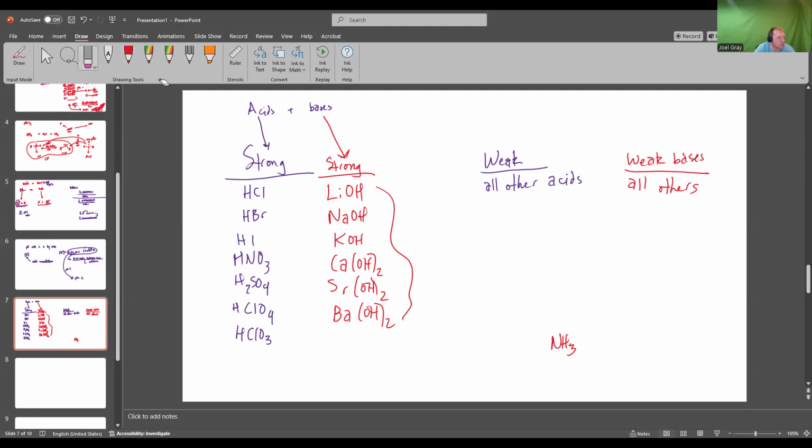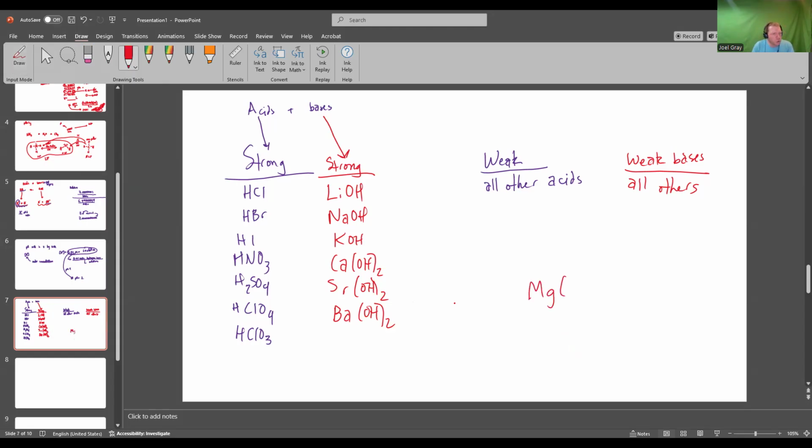Now, is there anything that somebody notices about all of the strong bases? What do they all have in common? Not just hydrogen, OH. Absolutely. Now, what's important to recognize about your strong bases is that, yeah, they all do have OH, but this is a little bit of a follow-up.